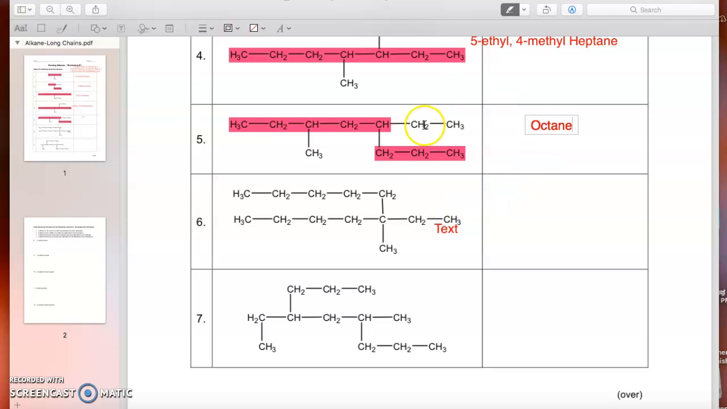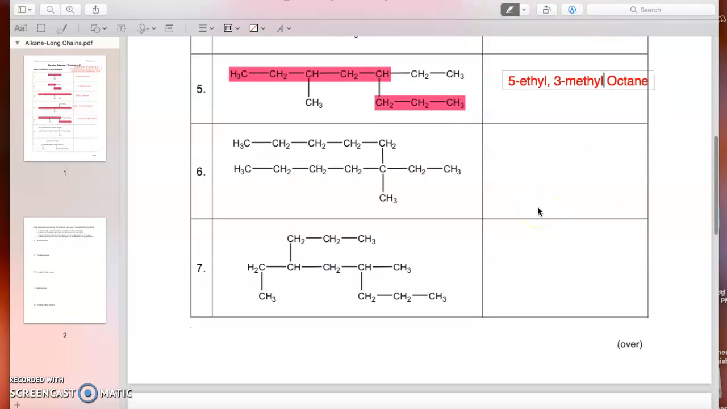So octane, right? And then coming off of number 3, we have a methyl group. And coming off of number 5, we have an ethyl group. And again, we don't want this name because it's not in alphabetical order, so we're actually going to write 5-ethyl 3-methyl.